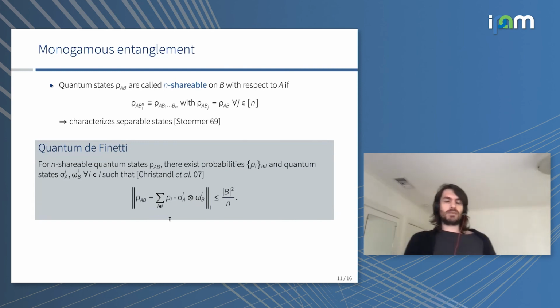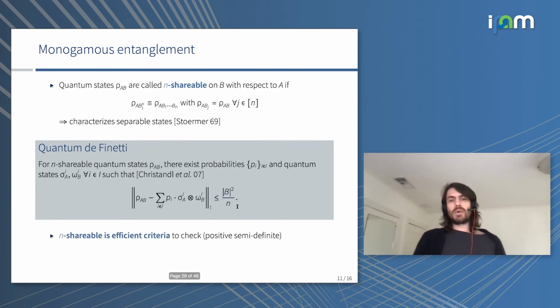This is what the quantum Finetti theorem is. In particular, if we have this bipartite state rho AB, and we ask for it to be n-shareable, then we know that this state has to be close to a separable state up to this approximation ratio, which is essentially tight. And now, why is this nice?